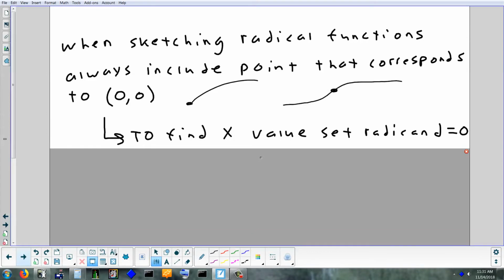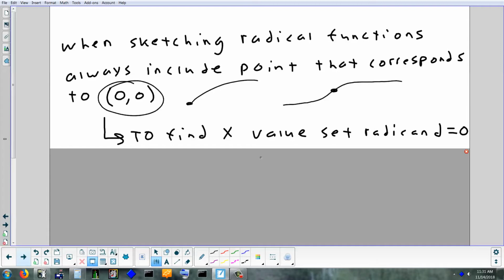If you shift up, down, left, or right, 0, 0 is going to move. Where is it going to move? Well, first you got to figure out where the x value goes. Then you can find the y value. To find the x value, set what's under the root equal to 0.